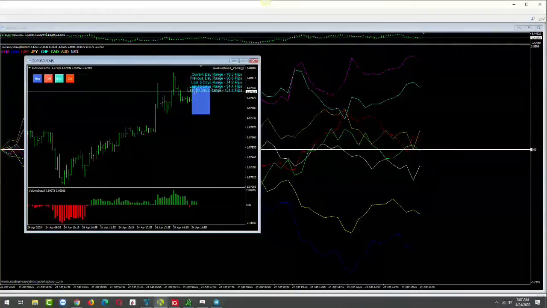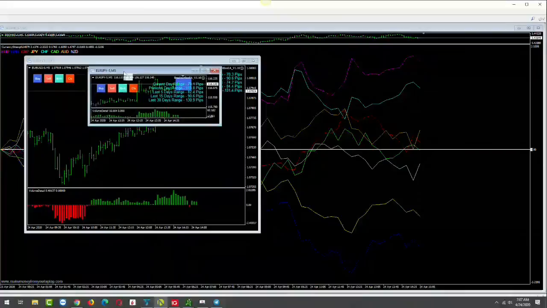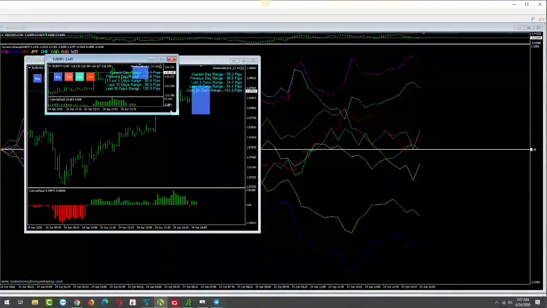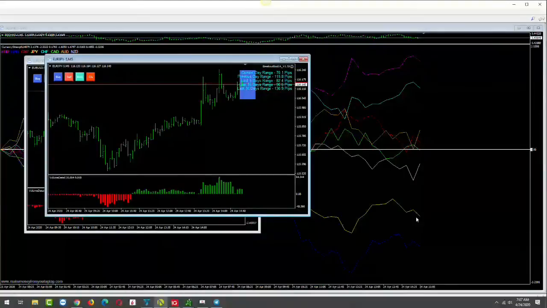Is there a better opportunity? What about the euro versus the yen? Let's see what that happens to look like. Where's the euro versus the yen? Oh, there it is. So the euro versus the yen. Let's have a look at that one. Whoops. It's hiding from me over here. Euro versus the yen. So yen is also a weak currency.